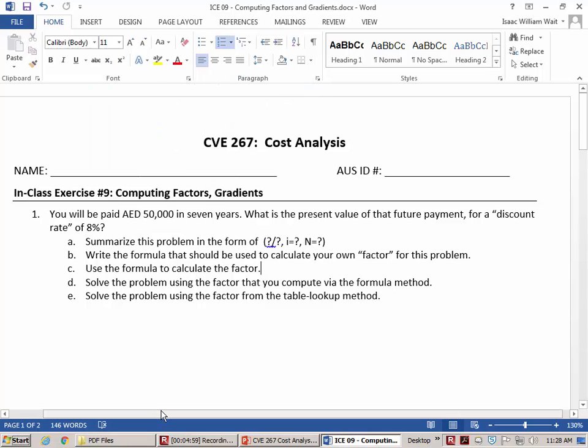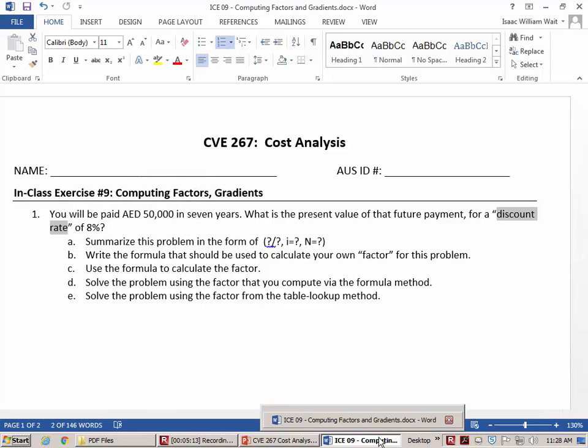All right, let's gather together our brains for just a moment and let's take a look at some new terminology. Discount rate. Okay, so you'll be paid 50,000 dirhams in 7 years. What's the present value of that payment for a discount rate of 8%? You're still going to use the same formulas and the same table lookup factors as you have before. But here, instead of saying an interest rate of 8%, we're saying a discount rate of 8%.